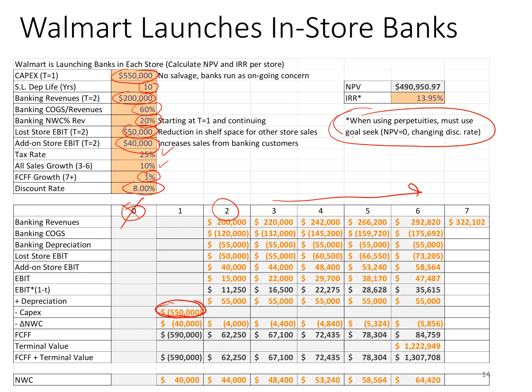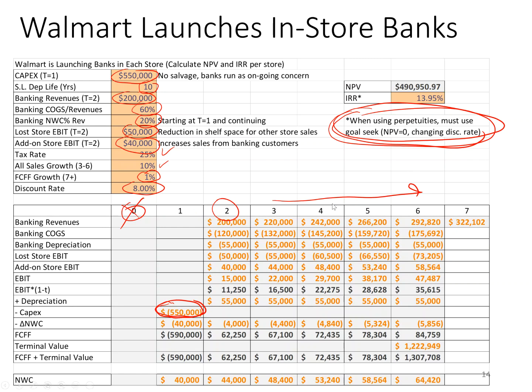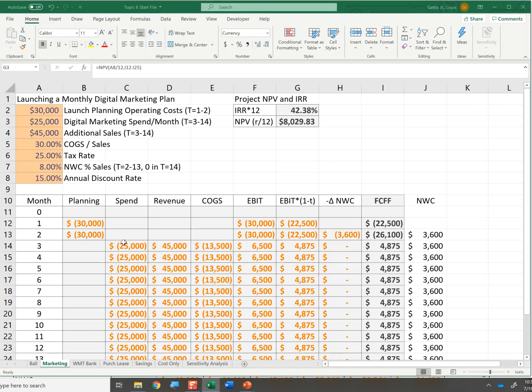One note on this: when you calculate an IRR in a growth perpetuity problem, you can't use the IRR function, because that growth rate is both in the discount rate and in the growth of the cash flows. So you have to use goal seek. So don't use the IRR function when you're using a growth perpetuity. So let's go ahead and calculate Walmart's NPV and IRR of starting a bank in every store.